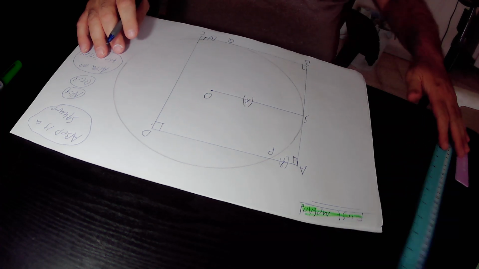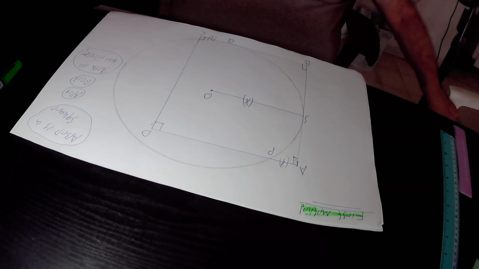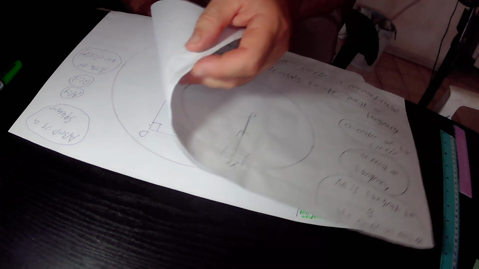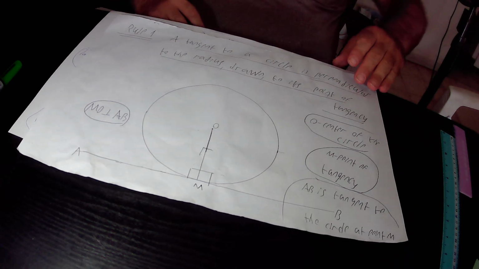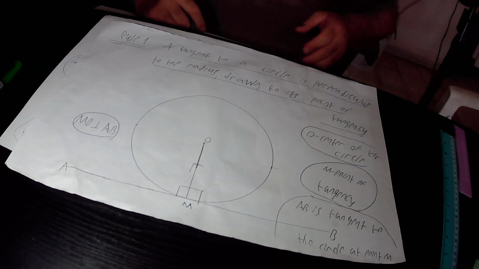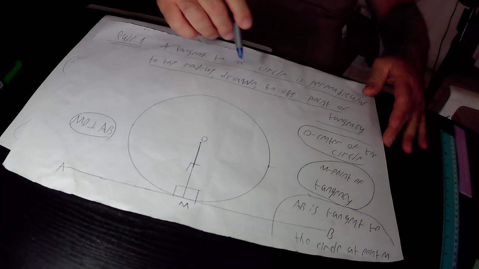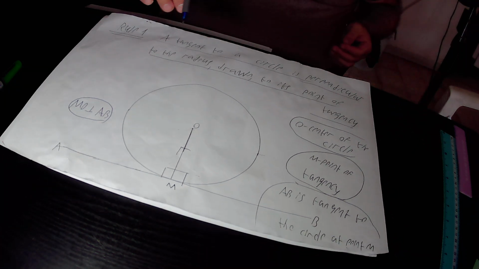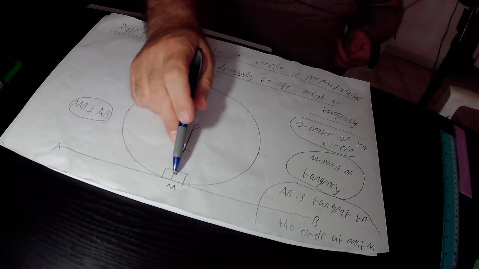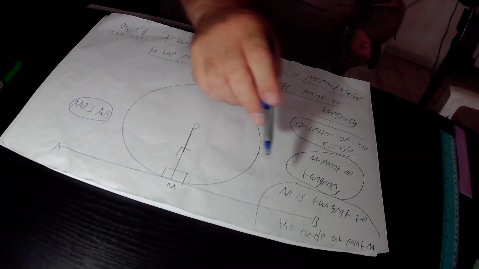So here we can apply rule 1. I'll repeat rule 1 quickly. According to rule 1, a tangent to a circle is perpendicular to the radius drawn to its point of tangency. So in the drawing, we have a circle. This is tangent AB, which is tangent to this circle at this point M. Point M is the point of tangency of tangent AB with this circle.